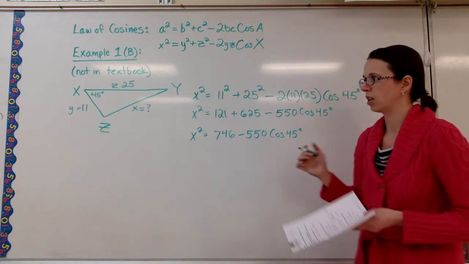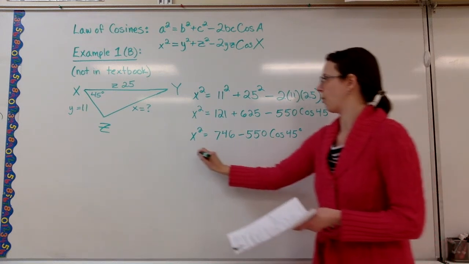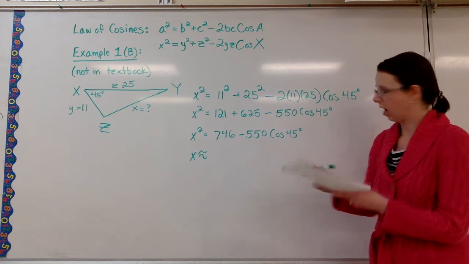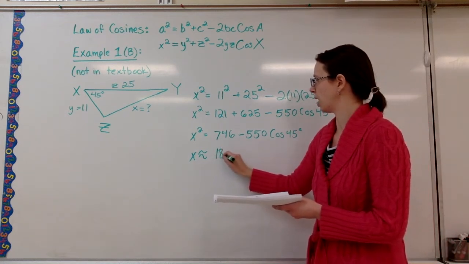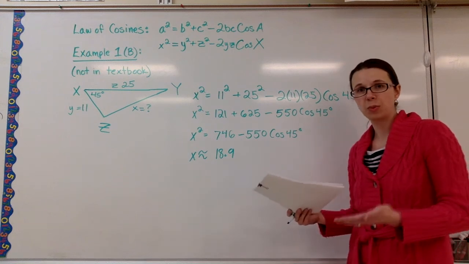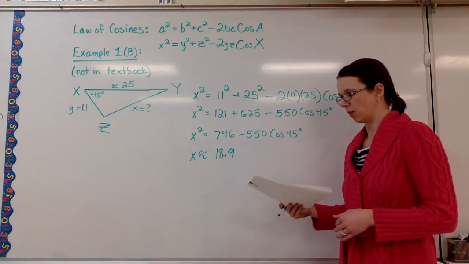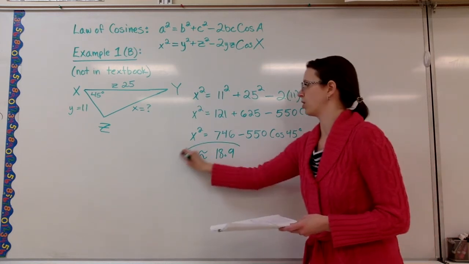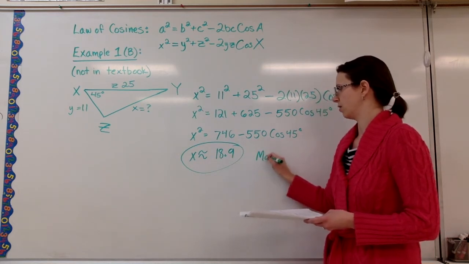And again, got to use my calculator here. So I'm going to go ahead and find an approximation for that. X is approximately 18.9, and we are rounding to the 10th place. Notice in both of these examples that we've done, make sure that's what you round to. And we're always going to ask ourselves, does it make sense?